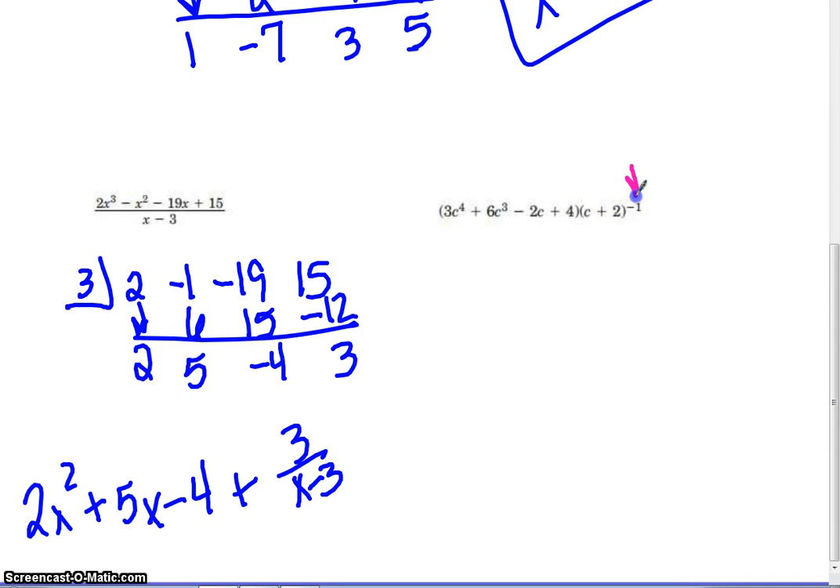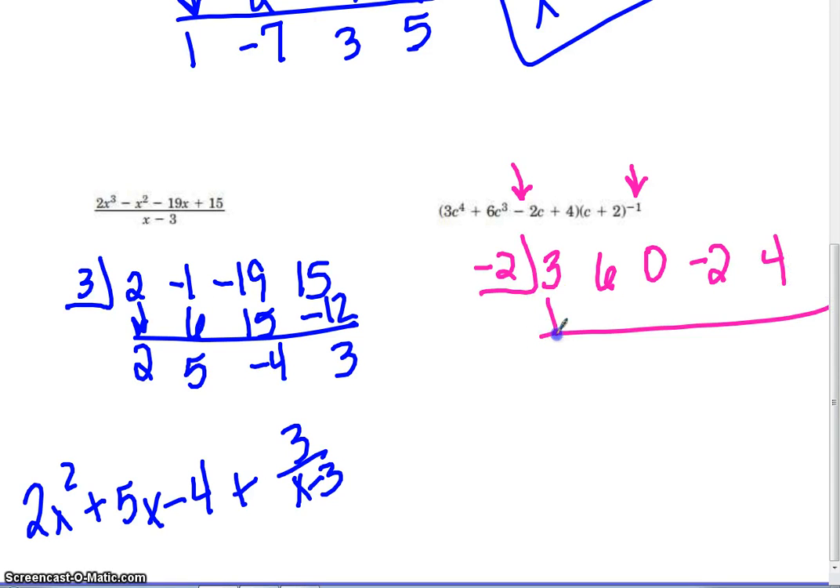That times c plus 2 to the negative 1. That negative 1 means move it to the bottom of the fraction, which would mean divide, so it works the same. So I have a negative 2 out here. 4, 3, I have a skip right there between 3 and 1. So I'm going to have a 0. So I have 3, 6, 0, negative 2, and 4. Make sure you put that 0 in for the skip.